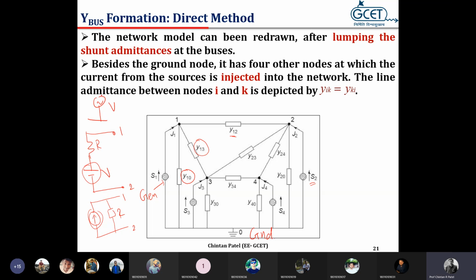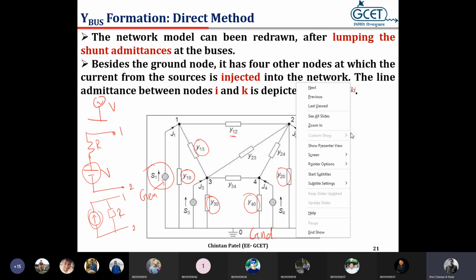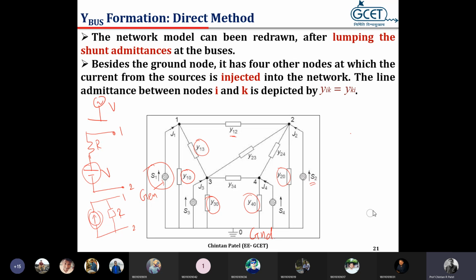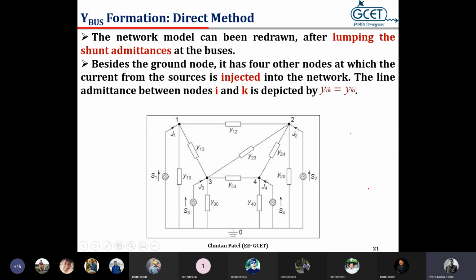But in our case it is an AC generator because this is an AC power network. So this is an AC current source in parallel with shunt admittance, or in parallel with the admittance Y10. Similarly, between 2 and 0 it is Y20, Y30 and Y40. So let me remove whatever is written on the slide and again closely observe the network.